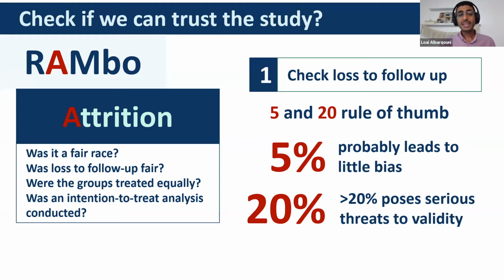The second thing, which is very important regarding attrition and loss to follow-up, is that if there is any loss to follow-up, it should be equal between the two groups. You shouldn't have all the loss to follow-up in one group and none in the other group. If there is any loss to follow-up, it should be equal between the two groups.